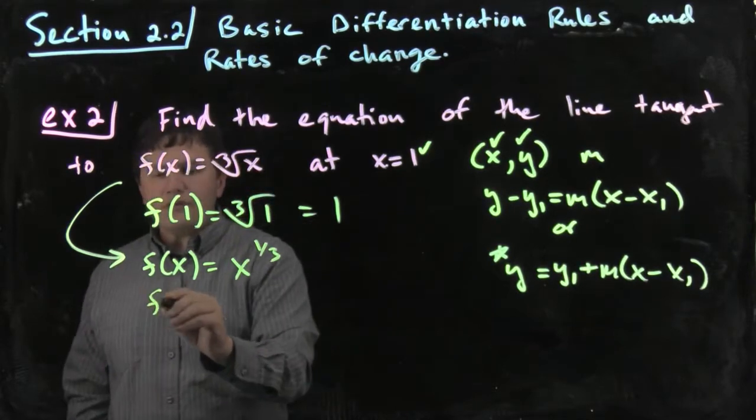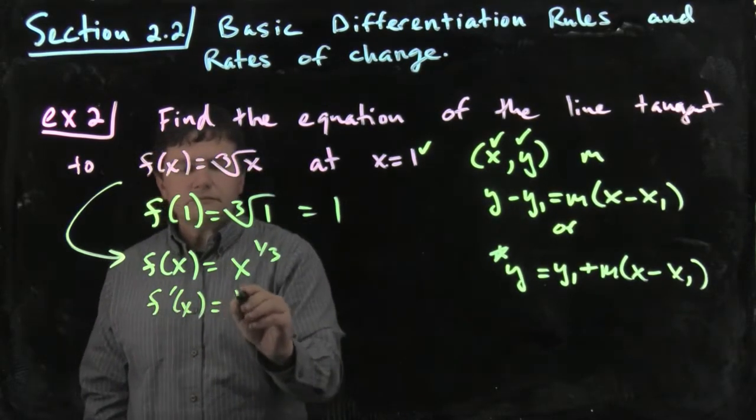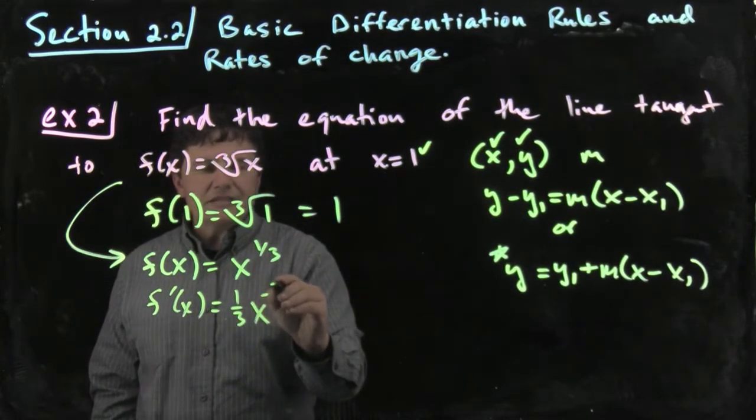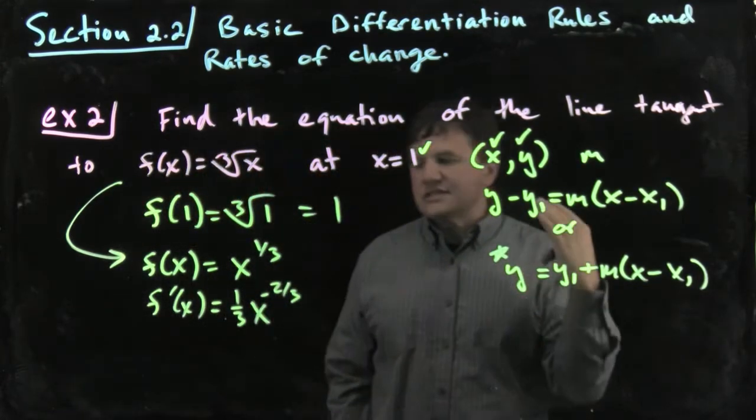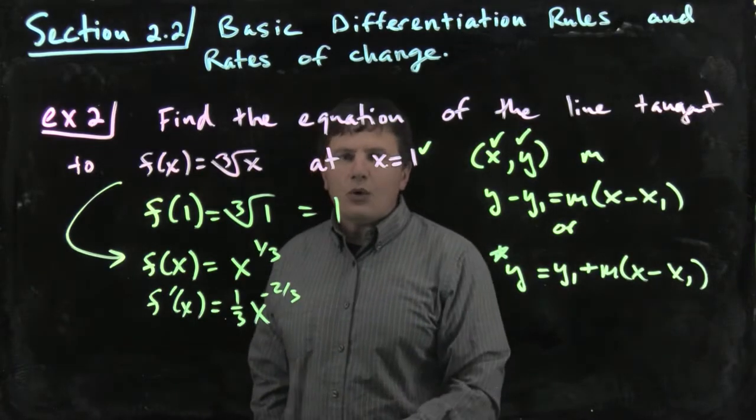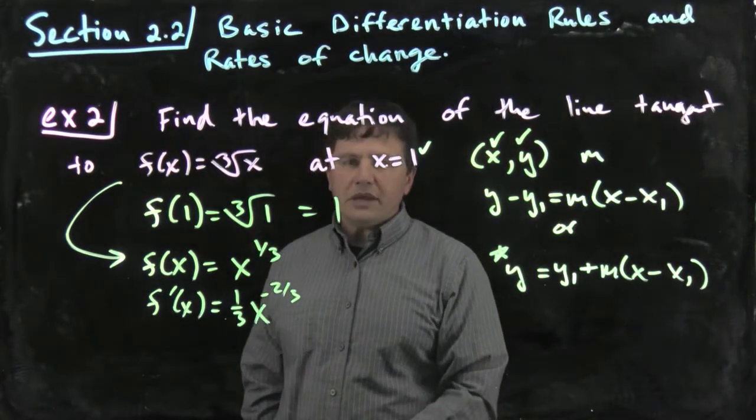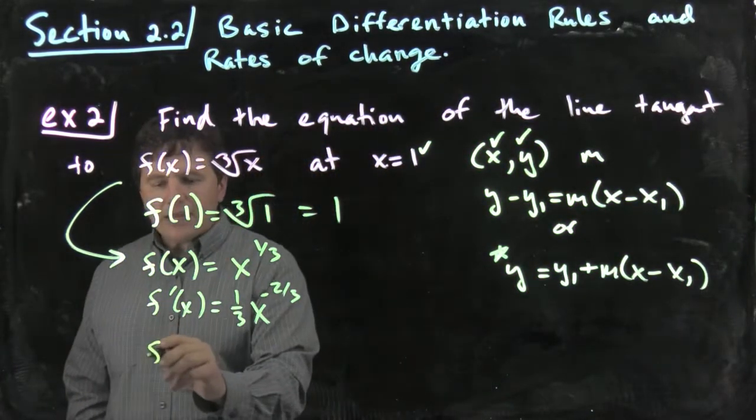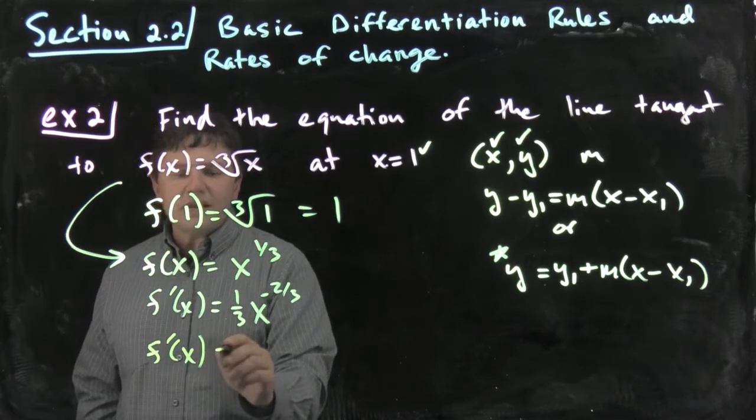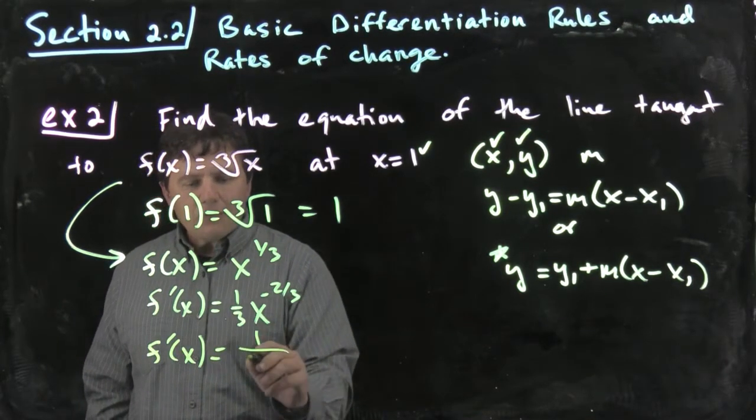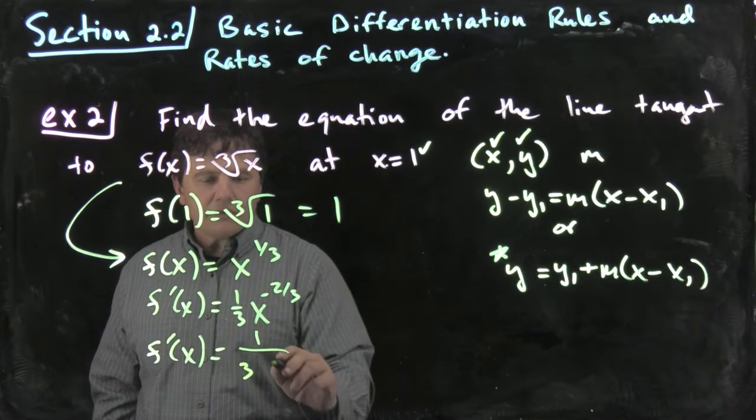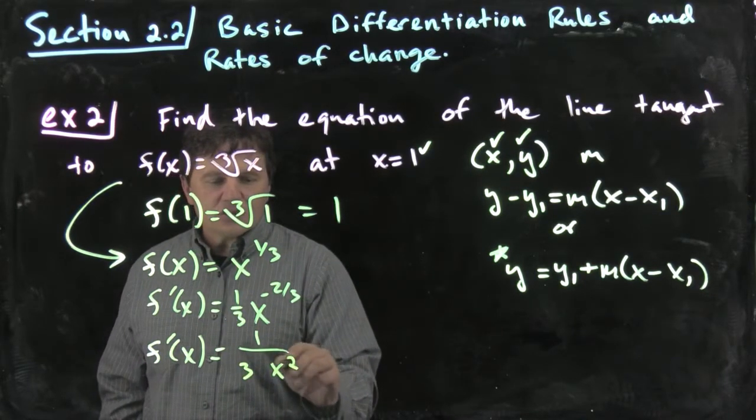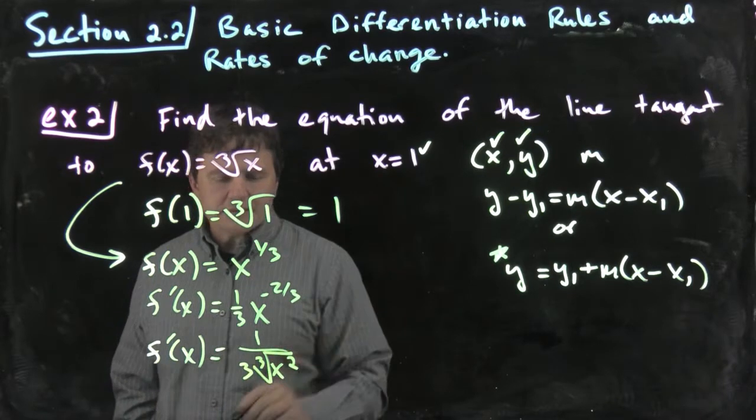Now when I take the derivative, I get 1/3 x to the negative 2/3. Before, when we were just turning out derivatives, I would say just leave it like that. However, we have to understand what this means, so I'm going to simplify it here because I have to work with it. Anytime you have to work with a derivative, I would suggest simplifying it. So this is going to be the 3 in the denominator, and then x squared and the cube root of that.